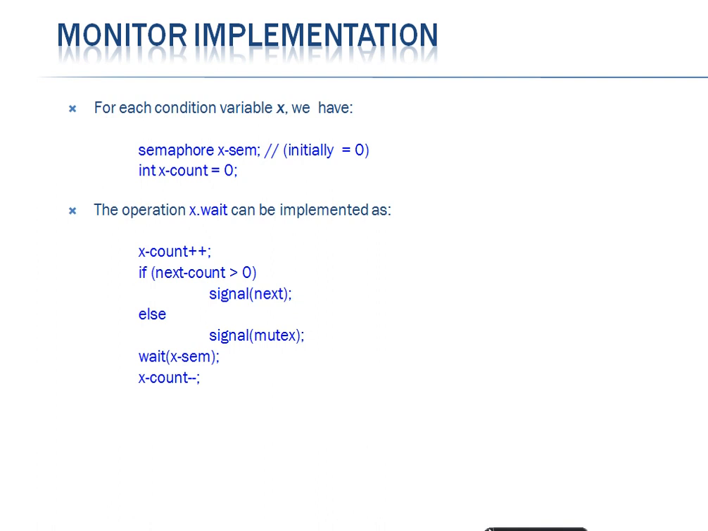Now for each condition variable x, we have a semaphore x_sem, which is initialized to 0, and an int x_count, which is also initialized to 0. The operation x.wait can be implemented in the following manner. x_count is incremented, x_count++. If next_count is greater than 0, then we invoke signal over the next semaphore, else we invoke signal over mutex. And then we perform wait over x_sem, and x_count is decremented by 1.